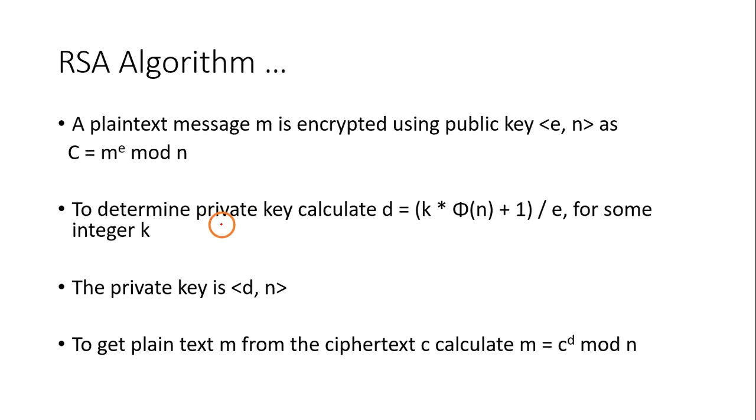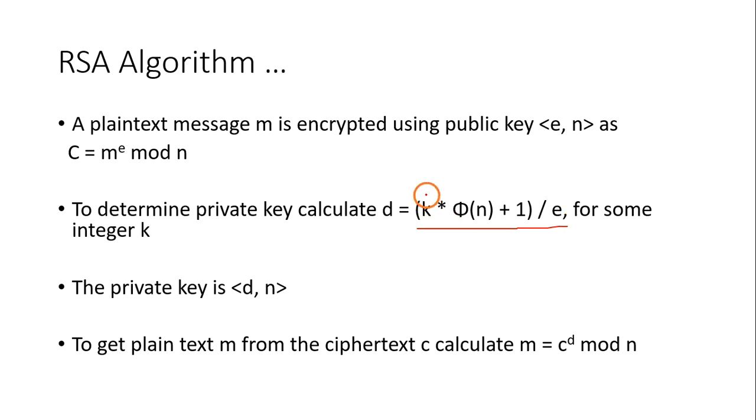Now I told you how to calculate the public key. The other thing is the private key. For that, we have to calculate something called d. So e for encryption and d for decryption, you can remember it like that. So we have to calculate d. How to calculate d? You can use this formula.